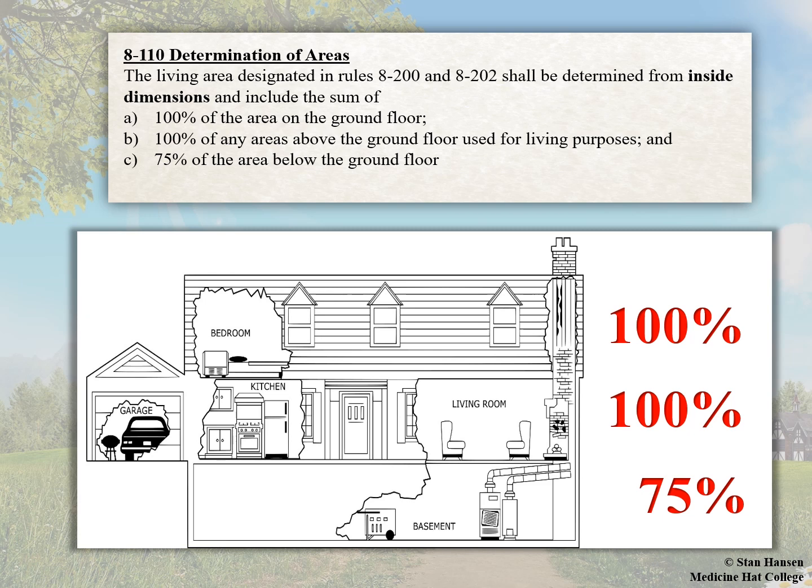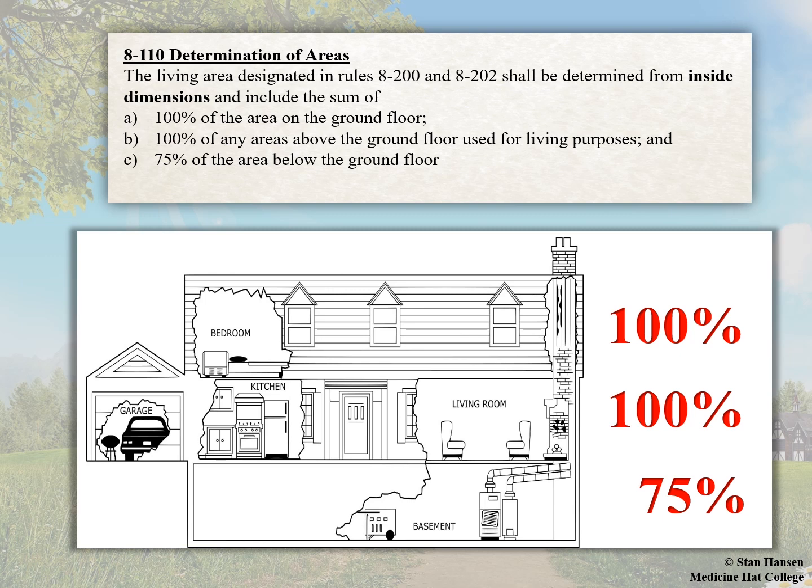First thing we're going to do is look at 8110, which is determining what our areas are. We are going to use 100% of any areas above the ground floor that are used for living purposes and 75% of the area below the ground floor. Now the ground floor is defined as the floor in which you gain entry. So wherever your front door is, that's what your ground floor is.